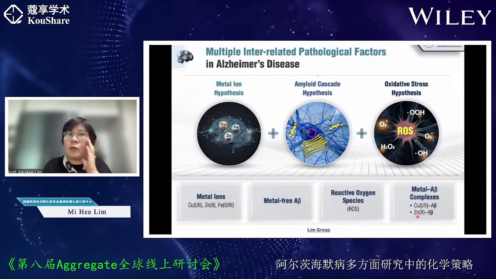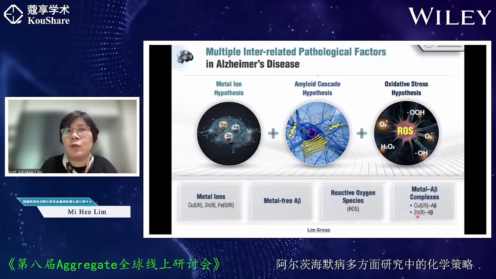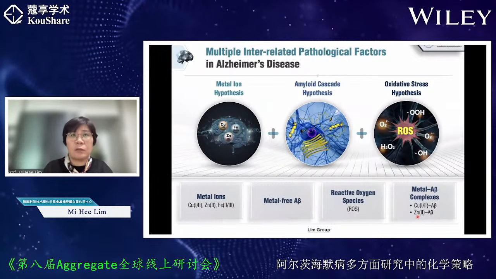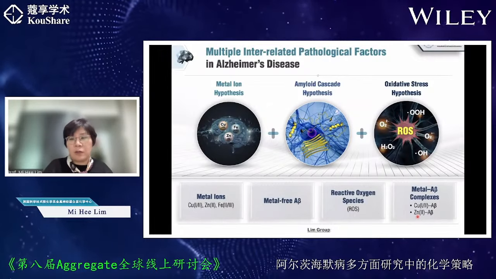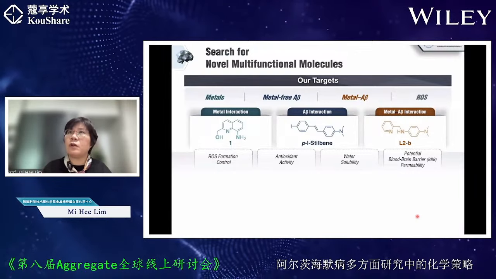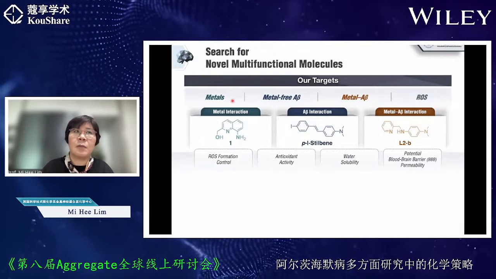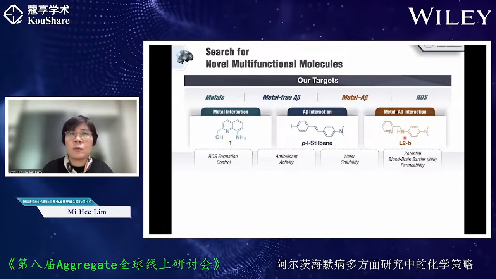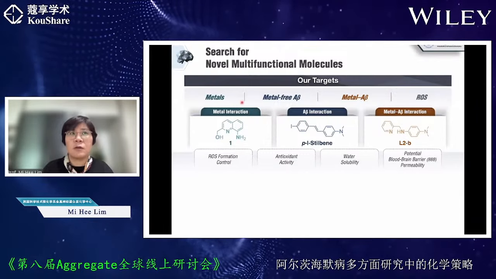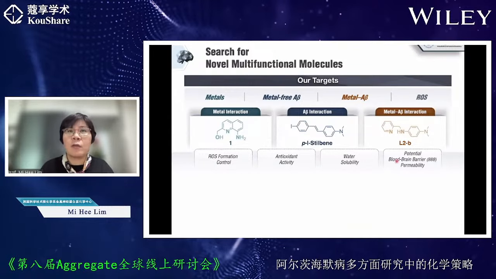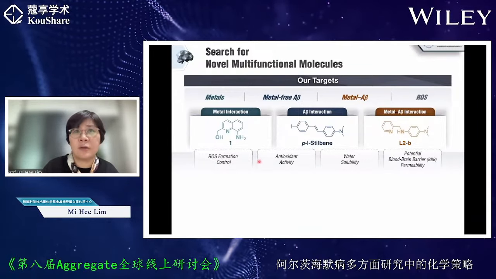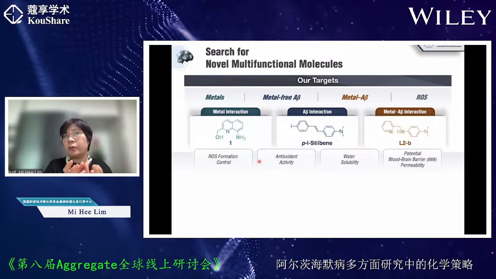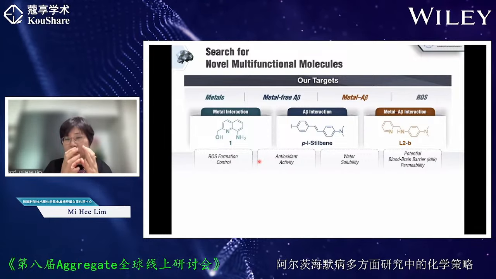So we have been thinking, maybe we can design a small molecule that can target all of the factors shown here and control their reactivity. Basically, we need a novel multifunctional molecule. Our targets are metal and metal-free A beta, metal-A beta, and ROS. We know what kind of structural moiety is needed to interact with each pathological factor, and what kind of properties we need for biological application. So all of the required structural moieties for the desired properties have to be in one single structural entity.